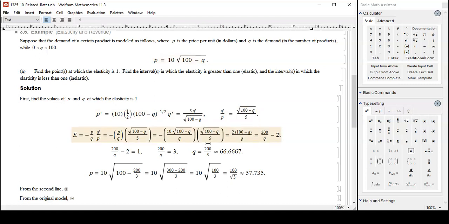So we get this computation. So we have a square root times the same square root, so the square root disappears and we get something simple. Setting this equal to 1, we get, well, this quantity. Simple. And then in this particular case, Q is 200 over 3. Plug it in here and we can find out the price. Turns out like this.